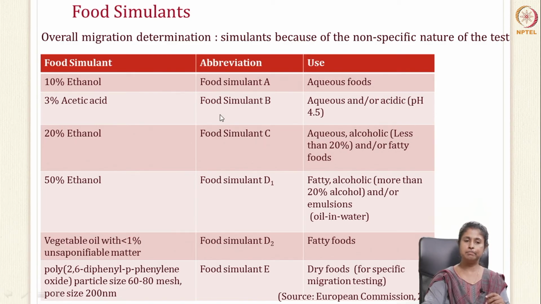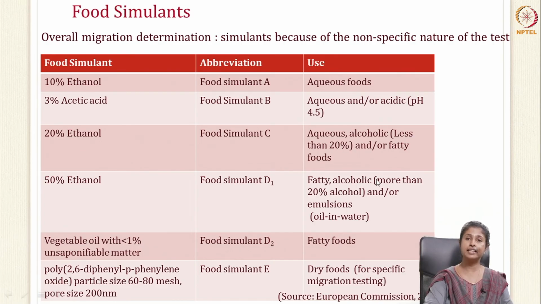A food simulant B will be 3% acetic acid, dilute acetic acid, which is usually used to mimic aqueous and acidic foods like your pickles and your aqueous foods. You can use slightly acidic foods around pH 4.5, you can use 3% acetic acid. On the other hand, if your food is alcoholic but less than 20% alcohol, or even fatty foods, you can use food simulant C, which is 20% ethanol.